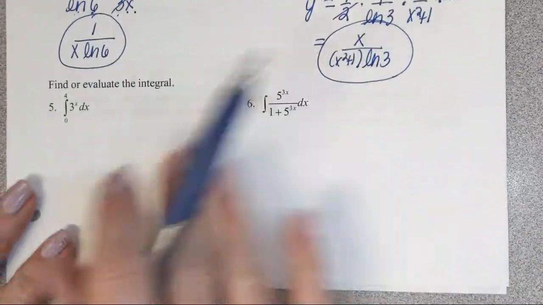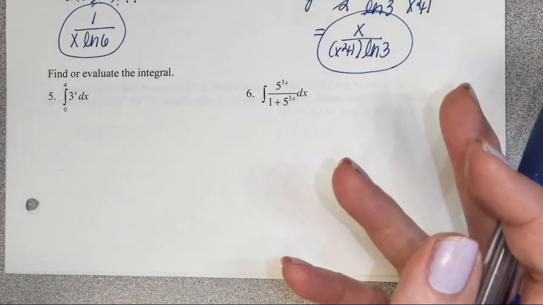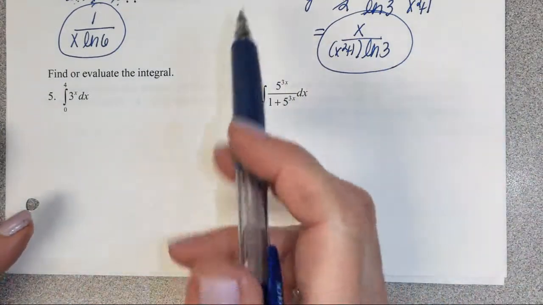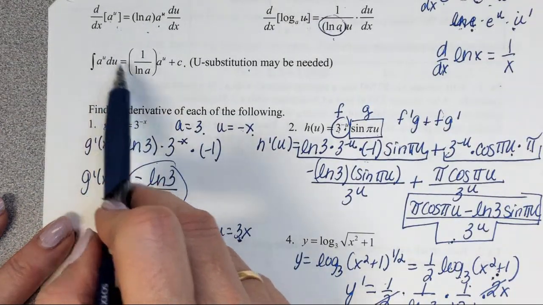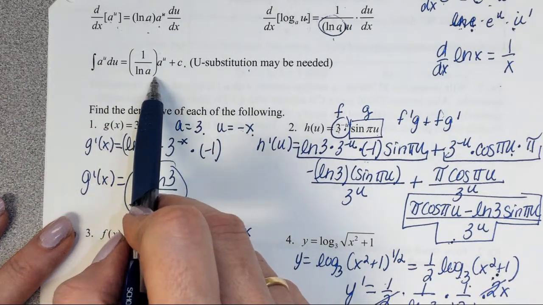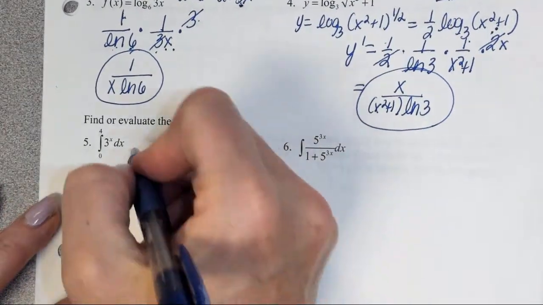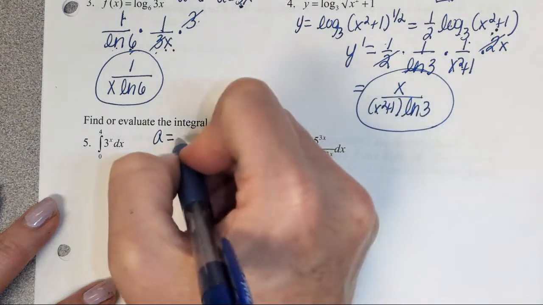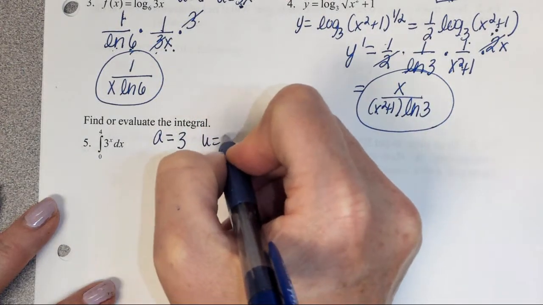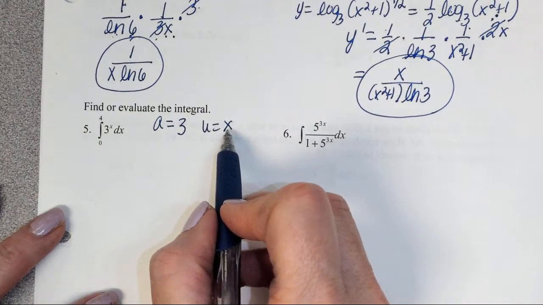All right, last thing, this is integration now. Remember here at the end, we're putting it all together, which is what makes it difficult, derivatives and integration at the same time. So looking at our formula for the integral of a to the u, it's 1 over natural log of a times a to the u plus c. So we need to identify what's going to be our a in this case. What's our base? 3. Our u is going to just be x. I don't need to do a u sub if u is just x.